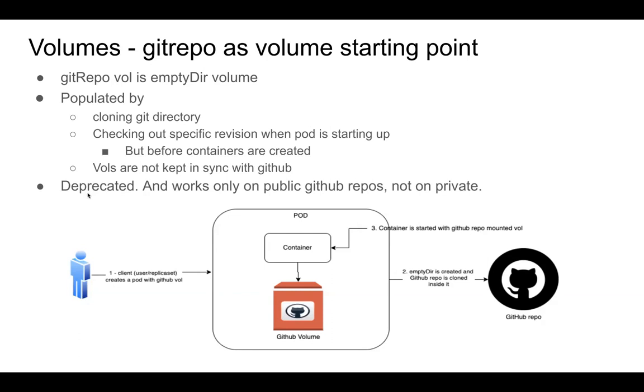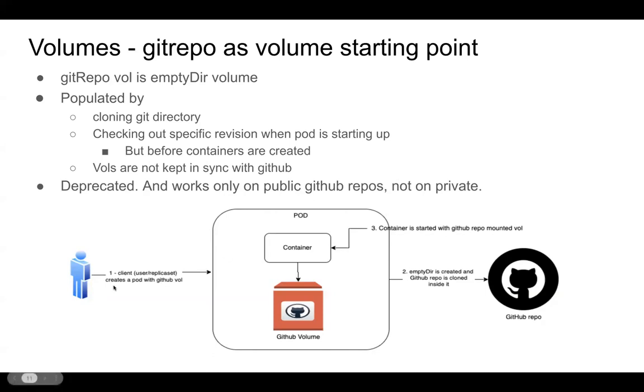There are a couple of limitations. First of all, it's deprecated. Second, it works on public GitHub repos, and it does not work on private ones. I did not know it. Initially, the geocoder directory I was using for this example was private, and I was struggling to figure out why the Git repo volume was not cloning. Then I went to the documentation and realized that this is a limitation. It has to be made public. When I made it public, I was then able to use that repo.